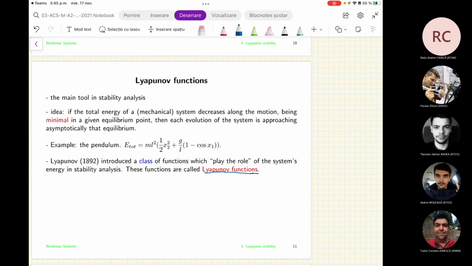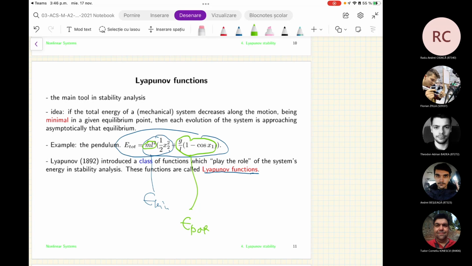Right. So, for instance, for the pendulum, we have this total energy for the pendulum system. This part is the kinetic energy. And this part, using m and l as well, this part times this guy, is the potential energy.